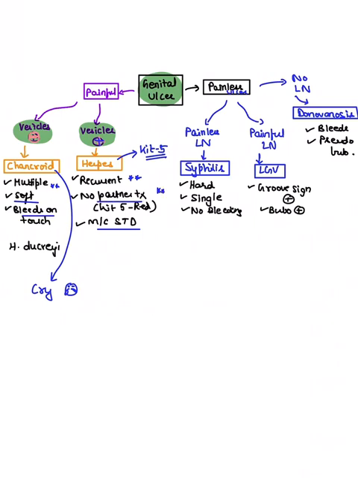Now coming on, if the ulcer is painless, guys, you have 3 Ds. Ask about two things: the ulcer is painless, and then ask about the lymph node, whether the lymph nodes are painless, whether they are painful, or whether there are no lymph nodes. How will you remember it now, guys? Painless ulcer with painless lymph node is syphilis. Syphilis is a hard ulcer, and it is single and it does not bleed on touch, guys.